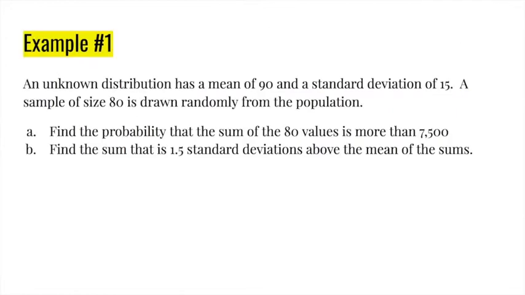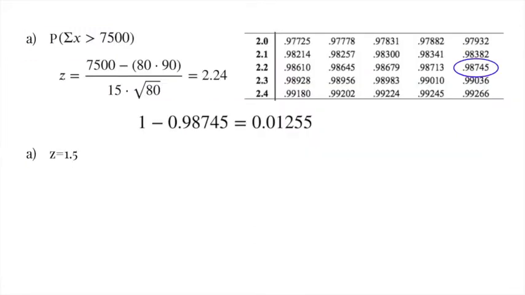Part B of this question asks, find the sum that is 1.5 standard deviations above the mean of the sums. So essentially, remember what the z means. The z tells us how many standard deviations something is above or below the mean. So we set z equal to 1.5, and then we plug that into our formula, and we're looking now for sigma x. We're trying to figure out what is the sum that's 1.5 standard deviations above the mean.